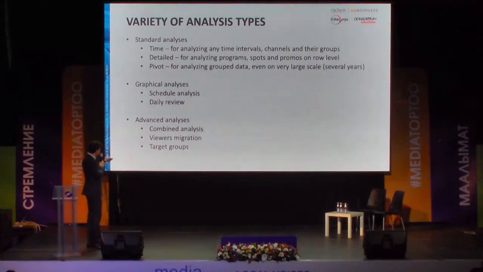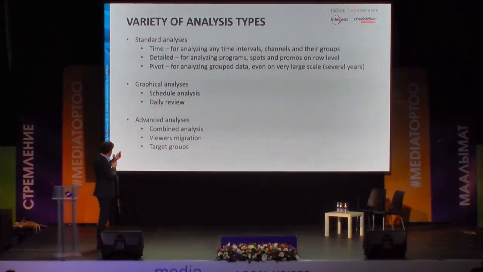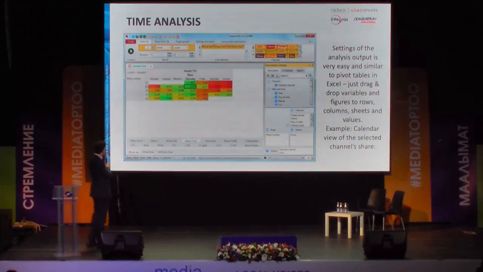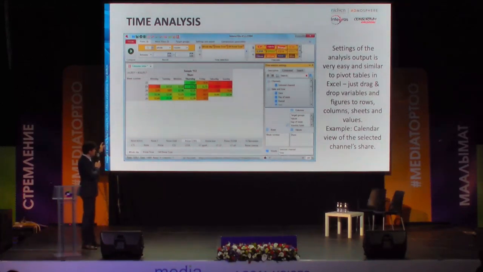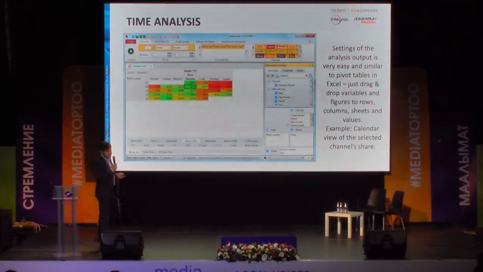And these are different types of analysis. These are the most basic ones. I'm going to go into a bit more detail. We have standard, graphical, and advanced types of analysis. This particular one shows the shares of a TV channel for 1 month. As you can see, the green ones are the highest shared ones. All of the information is color-coded, so you can easily differentiate between well-performing and not so well-performing channels.